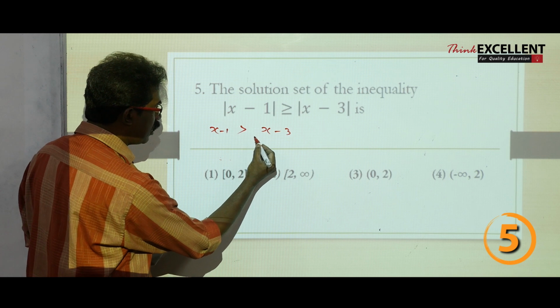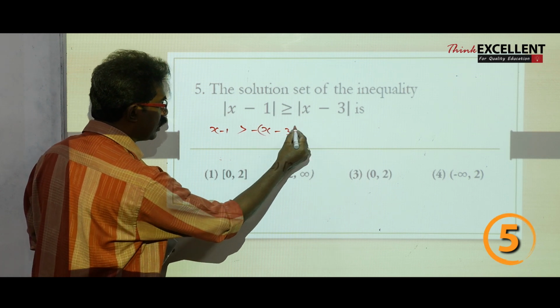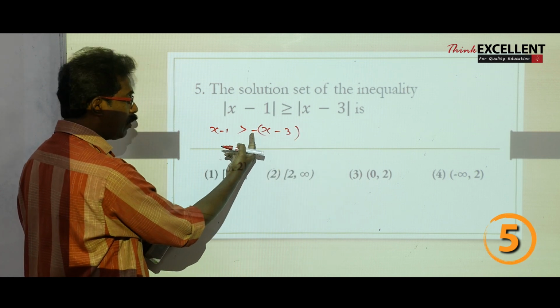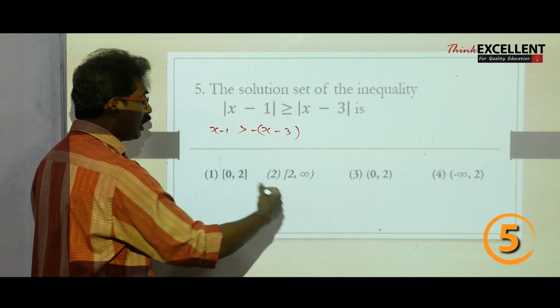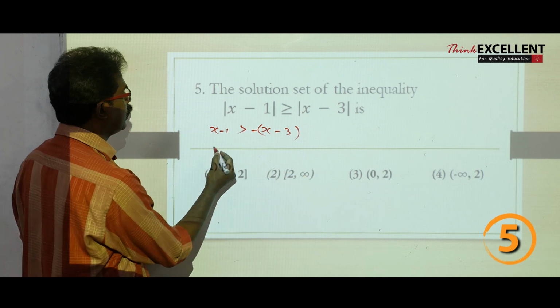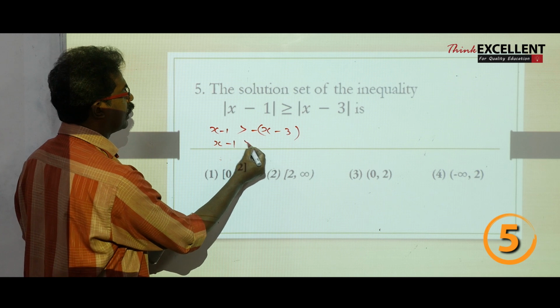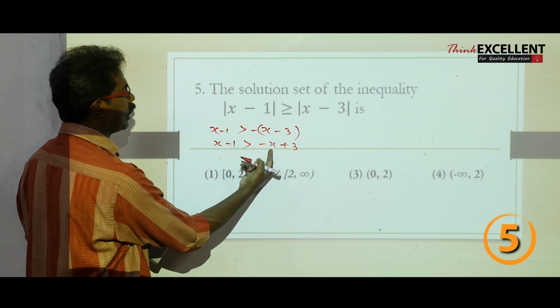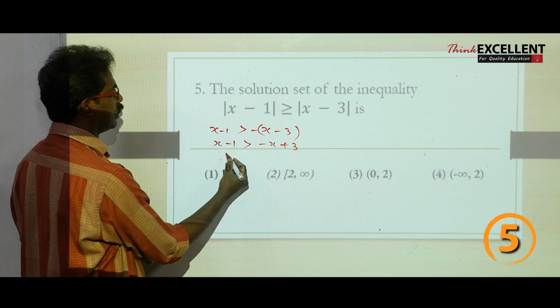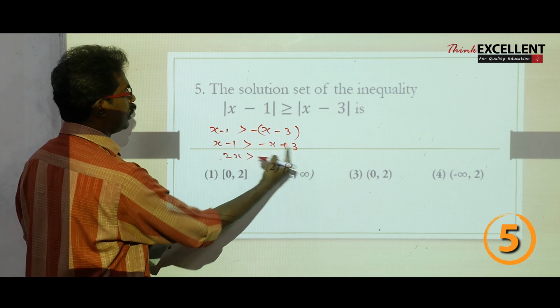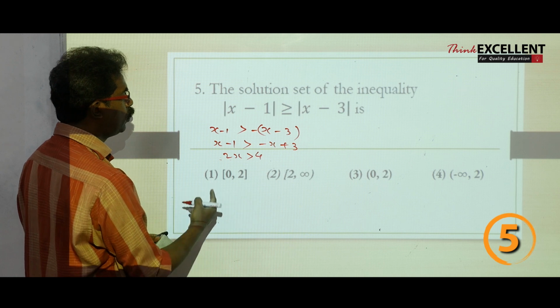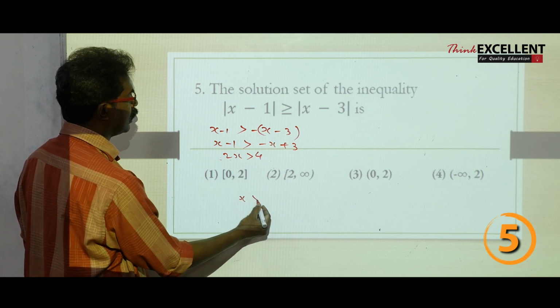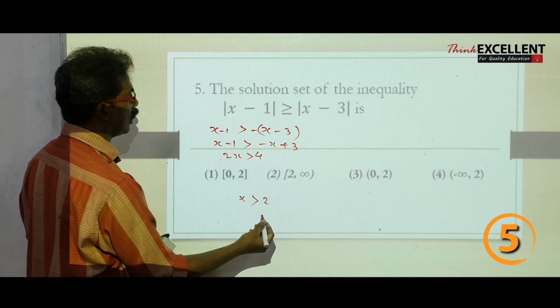So if I write minus of x minus 3, it is true because now with a minus sign, that side will decrease further. So you can write it as x minus 1 is greater than minus x plus 3. Bring that minus x here, x plus x, it is 2x is greater than 3 plus 1, it is 4. 2x is greater than 4, or you say x is greater than 2.